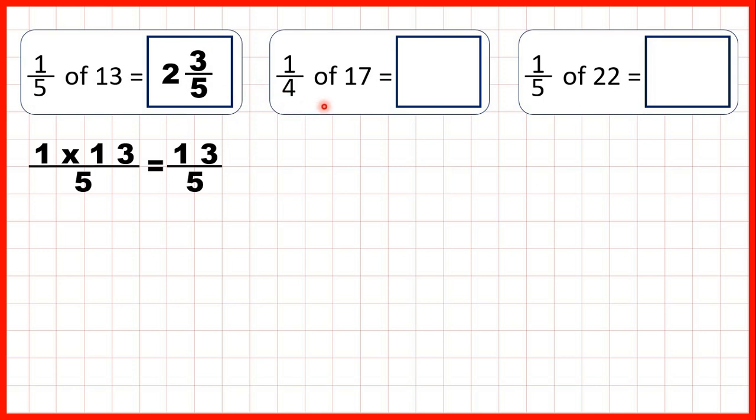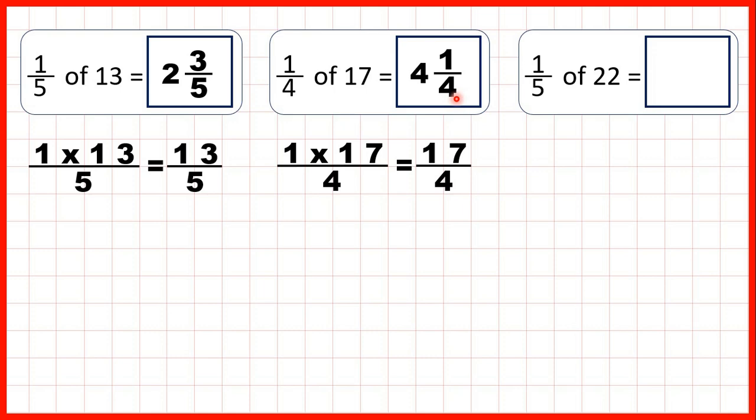Now we have 1/4 of 17. So we can write that out as 1 times 17 over 4. And this is useful because it will be clear in our next lesson when we're finding a fraction of a number that isn't a unit fraction what we need to do. But 1 times 17 is 17, so we can represent 17 divided by 4 as a fraction, 17 over 4. To turn that back into a mixed number, we divide, and 17 divided by 4 is 4 remainder 1, and the denominator stays the same. And we can check: 4 times 4 is 16, plus 1 is 17.